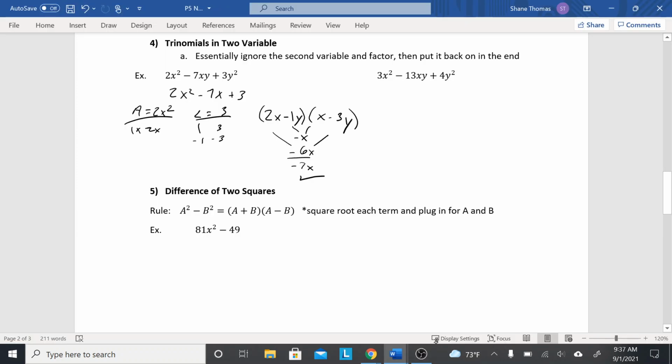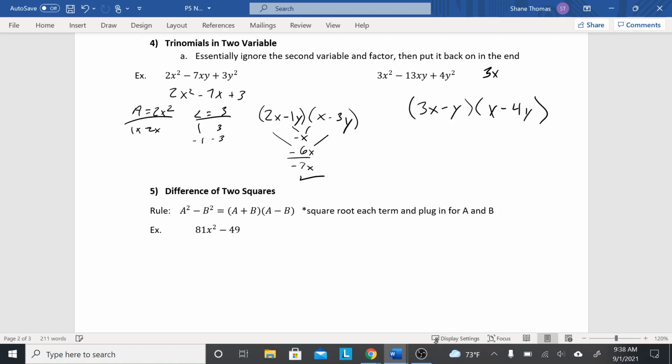Okay, so for this first one, 3x minus y, x minus 4y. You all right with that? How many people got that? Okay. Yeah? All right. So that one there, again, essentially all you have to do is ignore that second one, that y. Ignore it. So then just factor this guy.